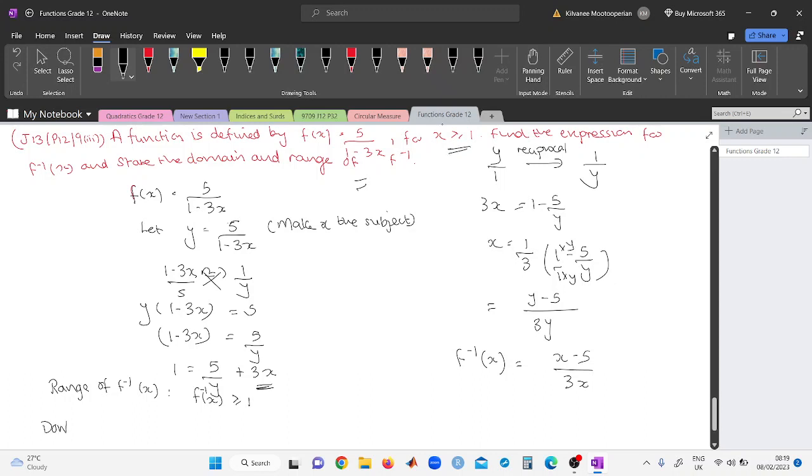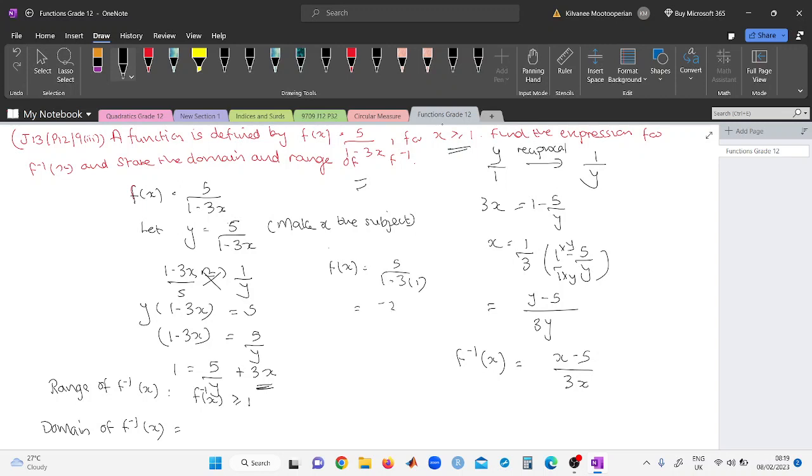Now, to calculate the domain of f inverse of x, I have to work out my range of f of x. So when you work out the range of f of x, what can I get? f of x is greater than or equal to 1, so we end up with minus 2.5. So therefore, to calculate the domain of f inverse, it is greater than minus 2.5, but it will be x values. Okay, so this is how you find the domain and the range of an inverse function.